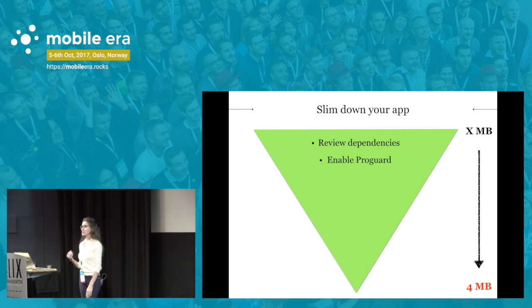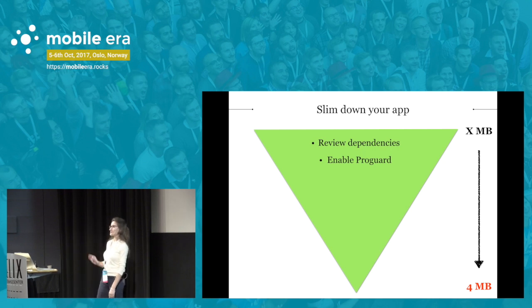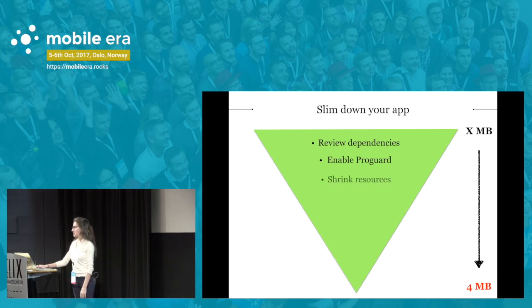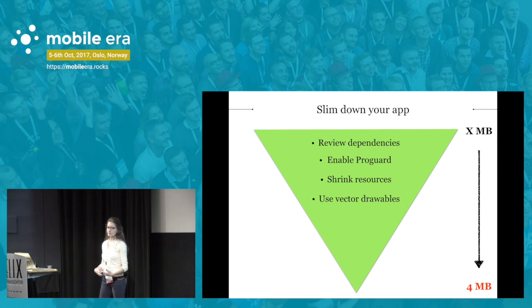Please make sure that you will enable ProGuard. We all know that ProGuard can be a headache to maintain, but it will definitely provide a lot of benefits in terms of reducing the size of your application. Make sure you will shrink your resources and start using vector drawables. And just because vector drawables are much lighter than PNG, JPEG, and JPG files.